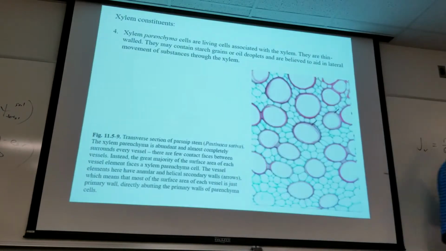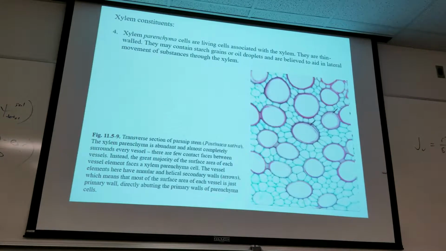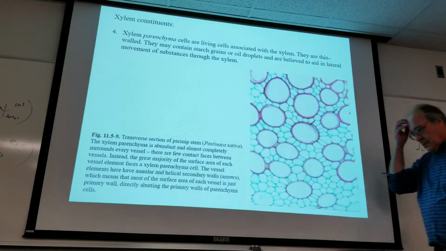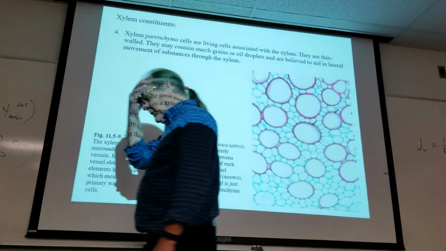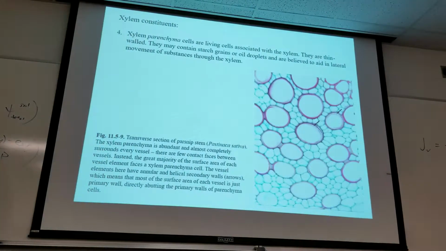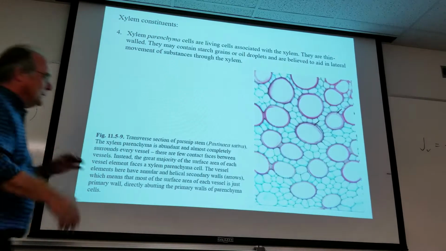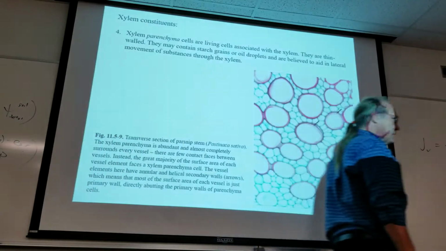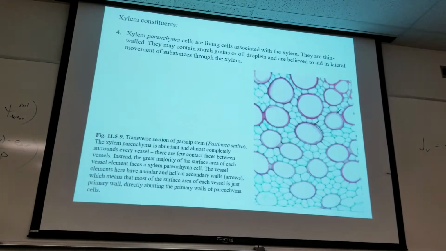So there's differentiation of some parenchymal cells following wounding of the phloem. And who knows what the main function is, but they're always present in the vascular system, always.